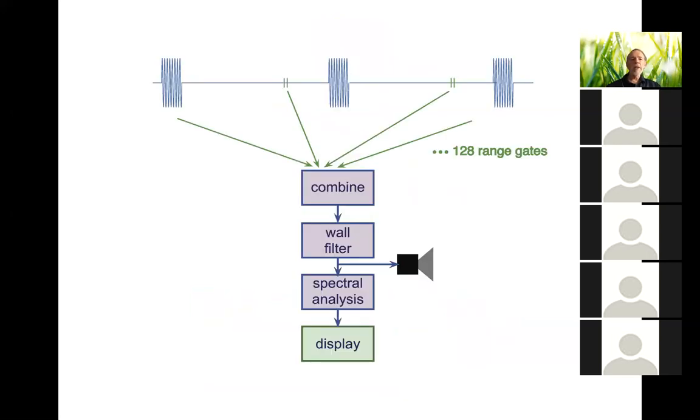Here's the processing where we've now got transmit pulse, range gate, transmit pulse, range gate over and over again. The information from the most recent 128 range gates is gathered together, combined to produce the Doppler signal. The wall filter then removes the low Doppler shift part of that Doppler signal that's likely to be coming from moving tissues. At that point, we've got an audible signal we can listen to, but it also then goes to the machine's spectral analysis, and that creates the waveform display that I've shown you examples of. So that's the fundamentals of pulsed Doppler.